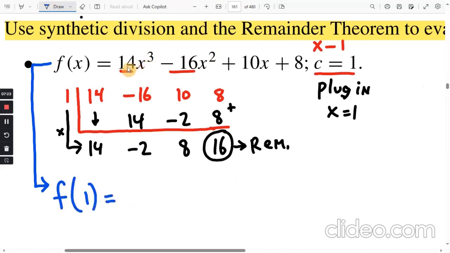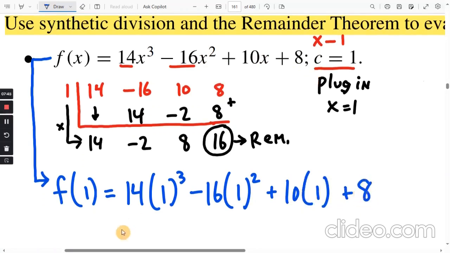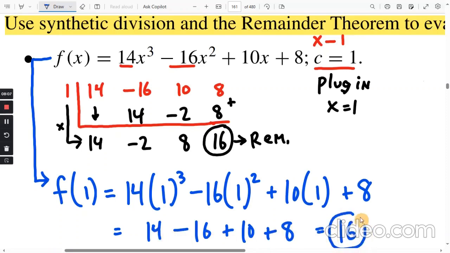So it's going to be 14 times 1 cubed minus 16 times 1 squared plus 10 times 1 plus 8. This one I can do in my head because 1 cubed, 1 squared, it's always going to be 1. 14 times 1 is 14, negative 16 times 1, positive 10 times 1, and plus 8. So that's going to be negative 2 plus 10 is 8, plus 8 is 16. It checks out.